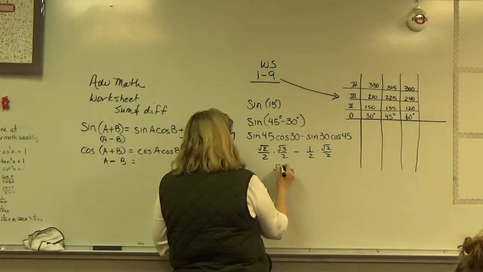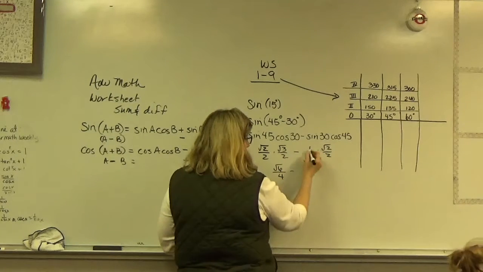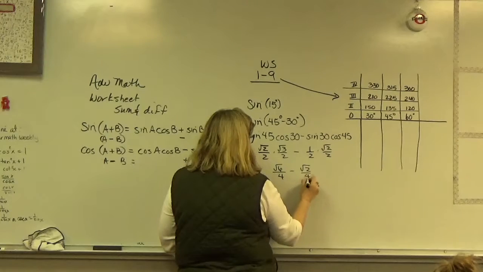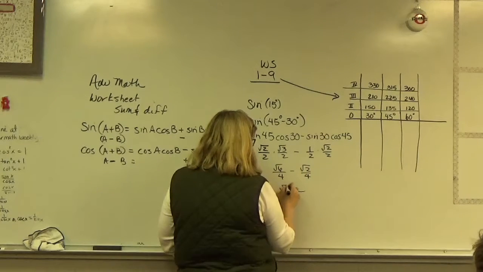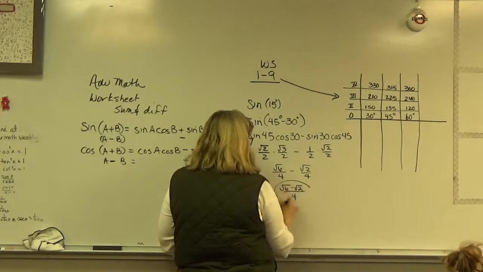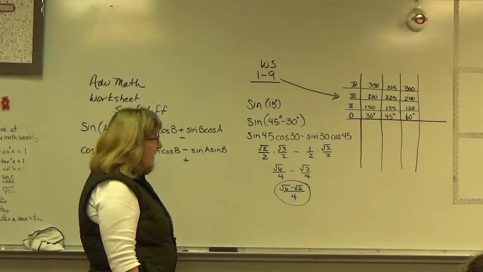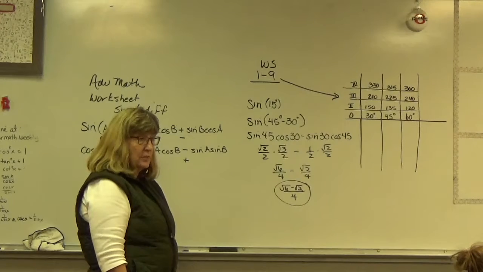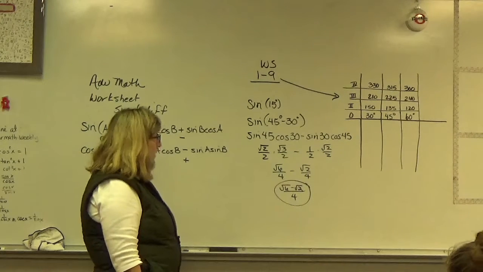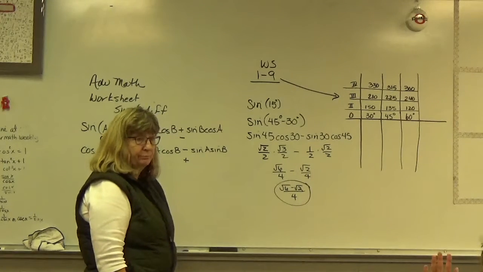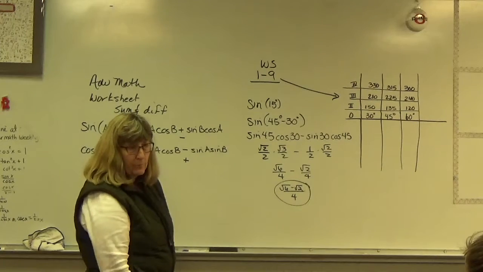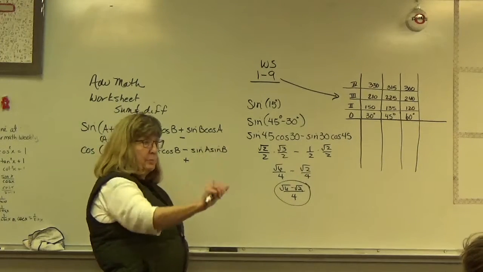So multiplying, I get the square root of 6 over 4. Multiplying the square root of 2 over 4. So they have the same denominators. And that would be my answer. And that's the exact answer for the sine of 15 degrees. Now, somebody with a calculator. Find the sine of 15 degrees. What did you get? 0.25881. Just remember that.